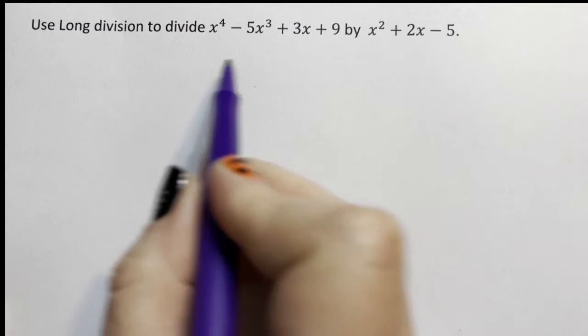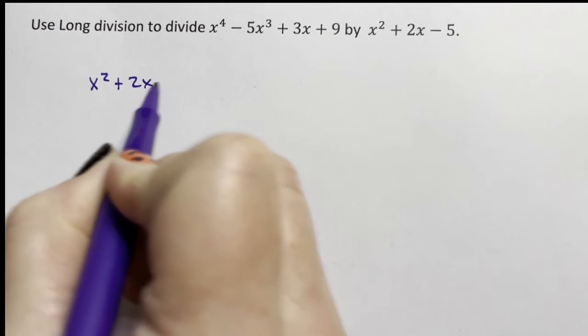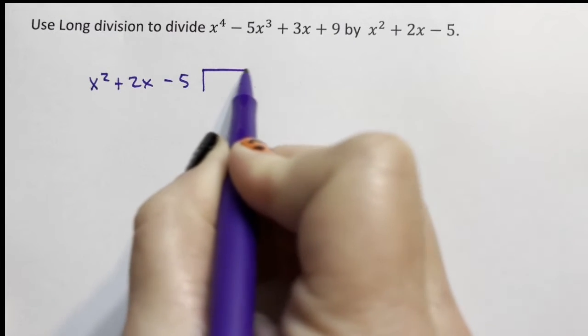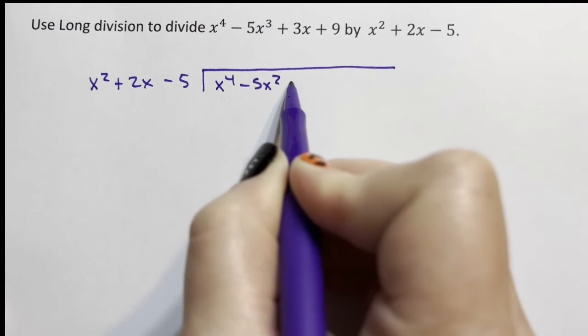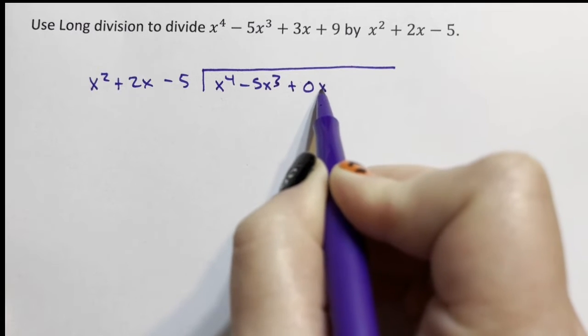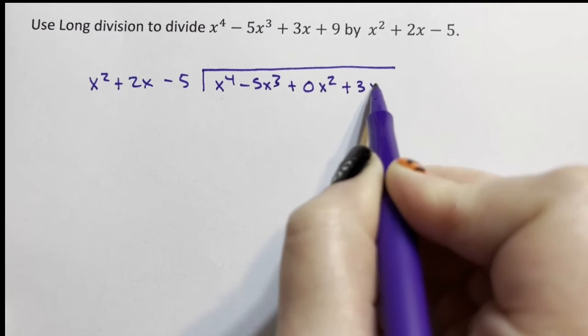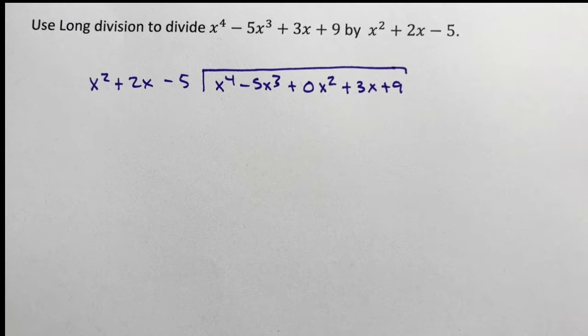So when I write this out and I say x squared plus 2x minus 5 divided into this, I'm going to say x to the fourth minus 5x cubed plus 0x squared plus 3x plus 9. You have to put in that placeholder. You just have to. There has to be all of the descending powers of x underneath the division bar because you're going to need them all.